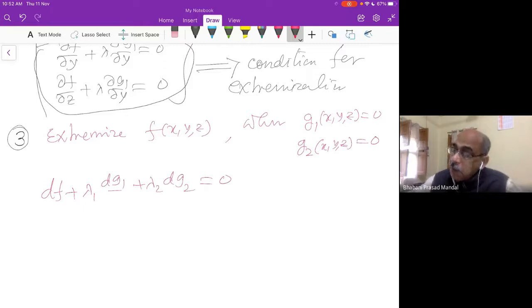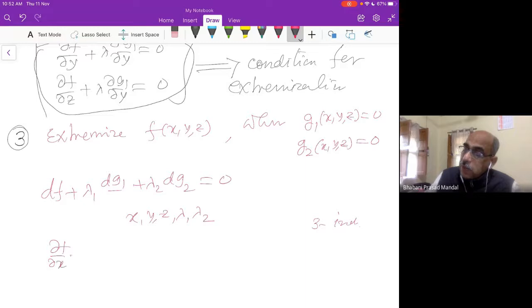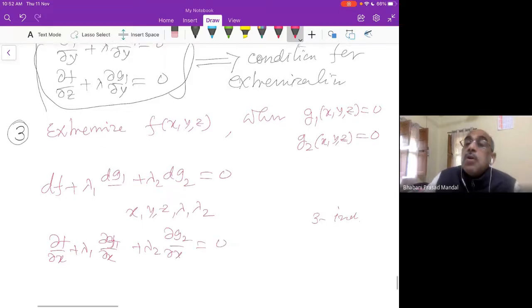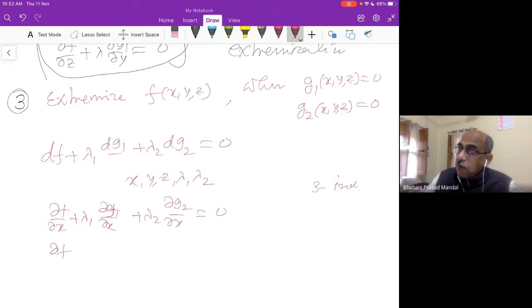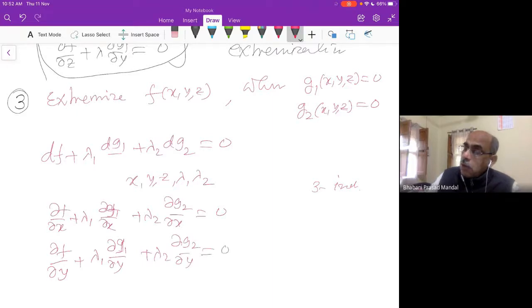Then there will be 5 variables x, y, z, lambda 1, lambda 2, and 2 conditions. So again 3 of them will be independent. So I assume x, y, z are independent. So again I will get the condition del f del x plus lambda 1 del g1 del x plus lambda 2 del g2 del x equal to 0. Similarly del f del y plus lambda 1 del g1 del y plus lambda 2 del g2 del y equal to 0, and similarly for z.